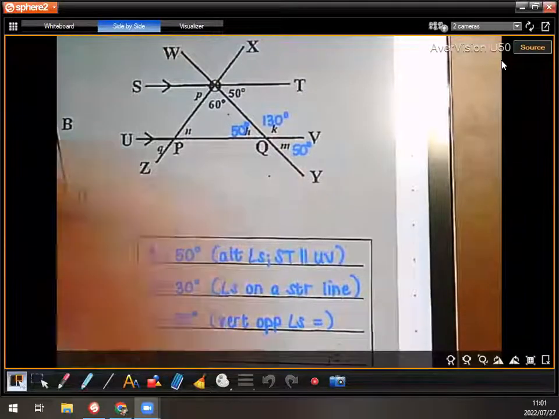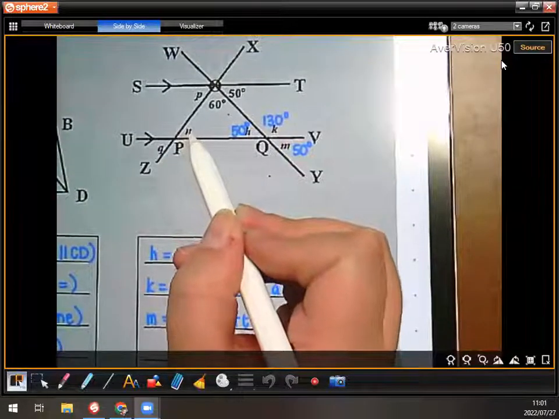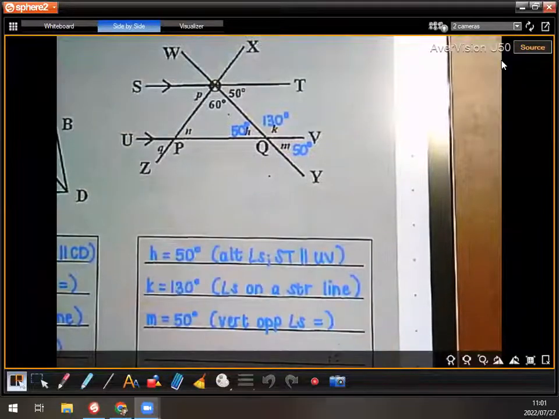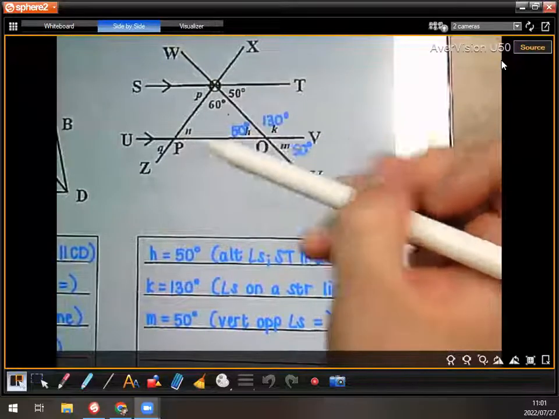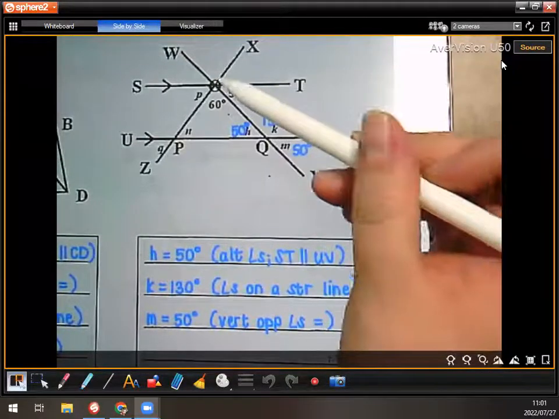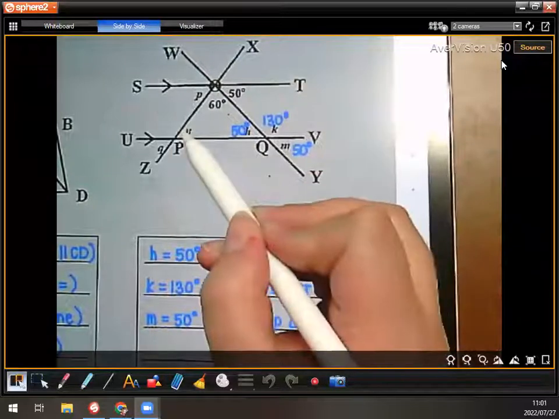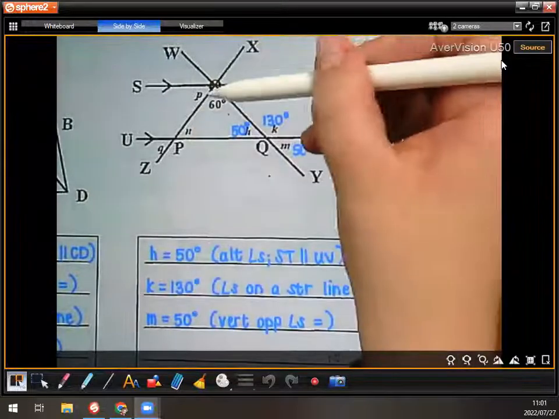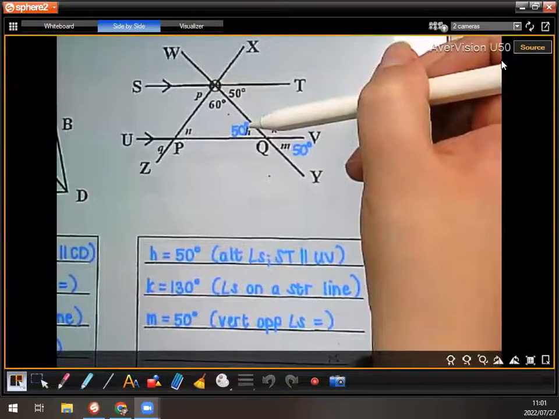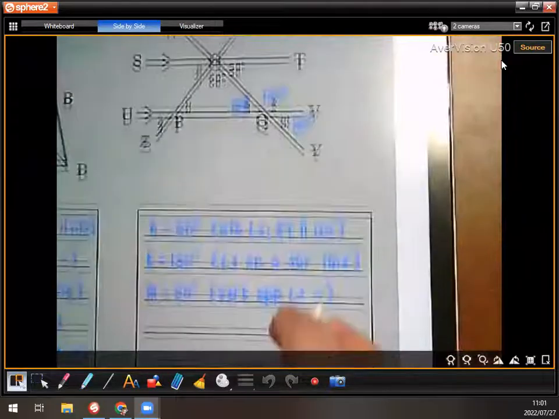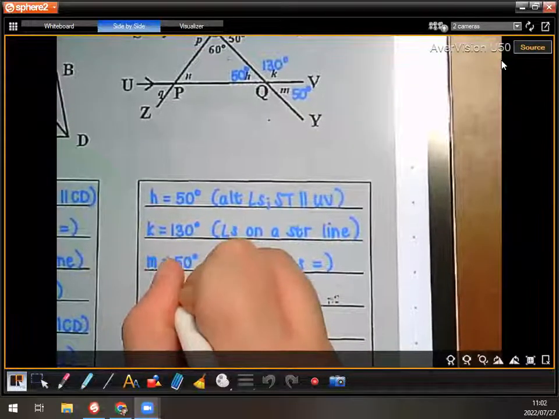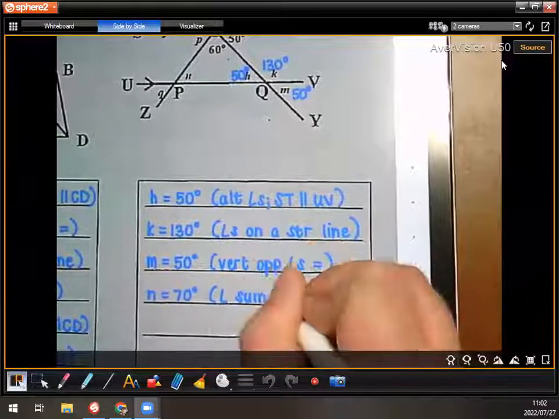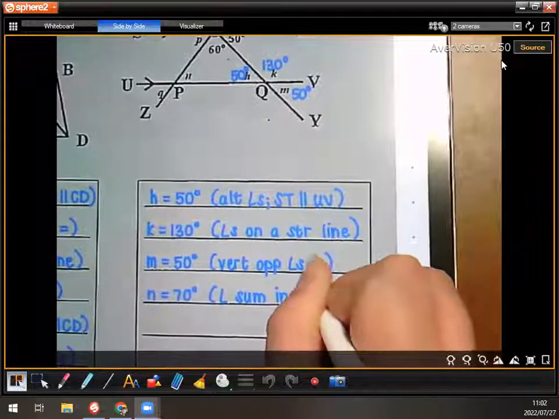Okay, after M is N, right? So that would be the next one. So what can I do to solve for N then? Angle sum in triangle, right? I think that's probably the most obvious one. So to get N, we're going to say 180 minus 60, which is what? 120, and then minus 50. So what does that leave me with? 70. Okay. So N is 70 degrees, angle sum in triangle.